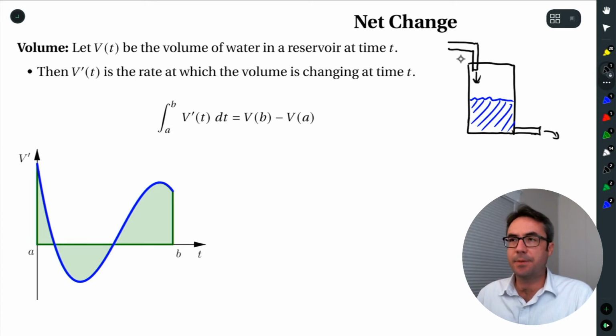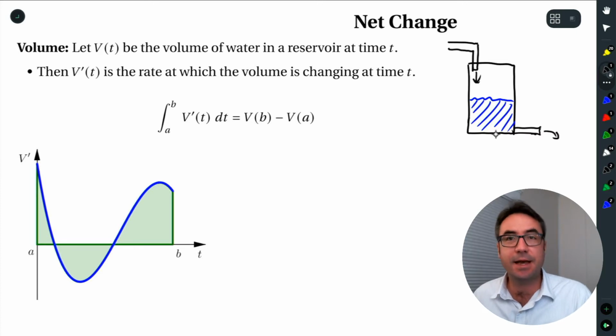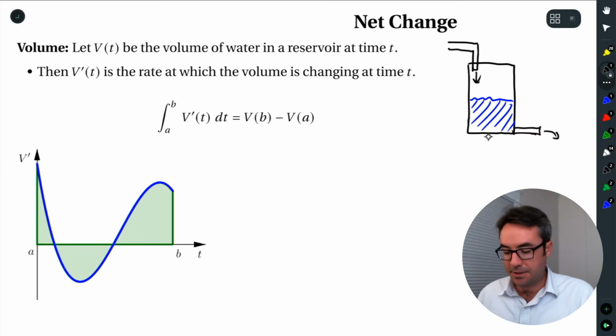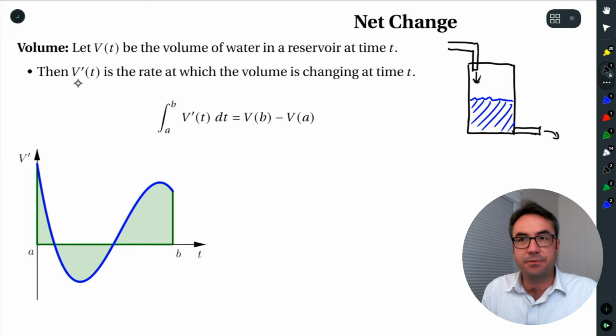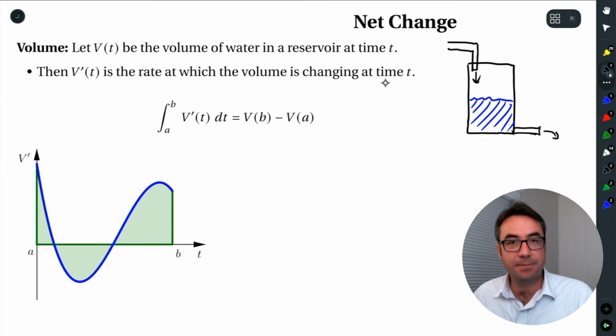And there might be some controls here, but we have this tank of water where there's some way to get water in and some way to get water out. And so what we're doing with this function V of t is we're just describing the volume. How much water do we have in this tank at time t? All right, so what does the derivative V prime represent? Well, it represents the rate at which our volume is changing at time t.